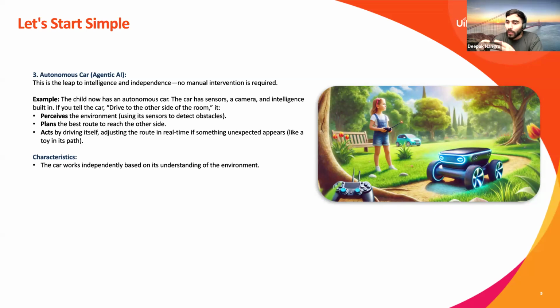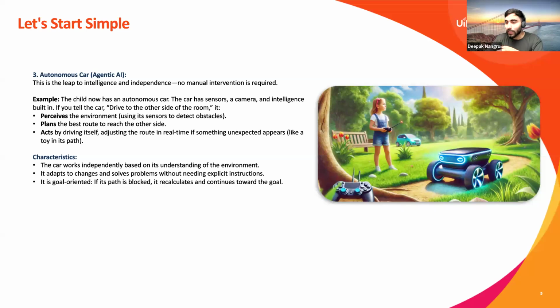So the characteristics: the car is working independently based on its understanding of the environment. We have just passed the data of the environment, and it is making sense of it on its own. It adapts to the changes and solves problems without needing explicit information. We haven't guided it about whether this kind of obstacle is there or not. It is detecting it on its own and making sense of that. Then it's goal oriented. You just give it the path, like you have to go there, and it will do it. It will recalculate. It will do anything that it has to do, but at the end of the day it will reach that point, and it can do that very easily.